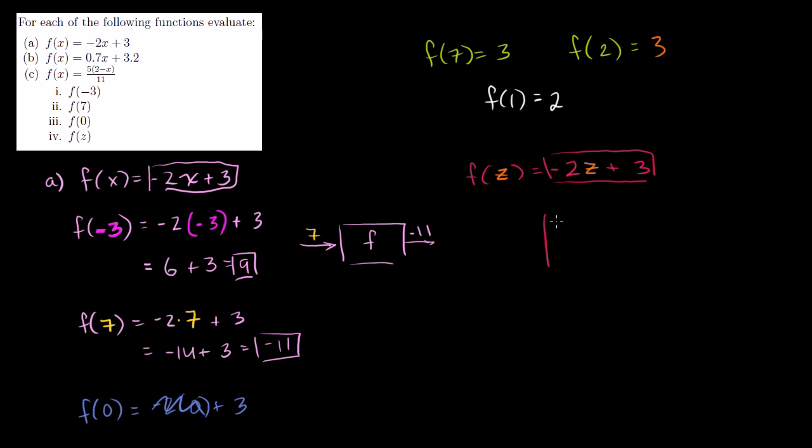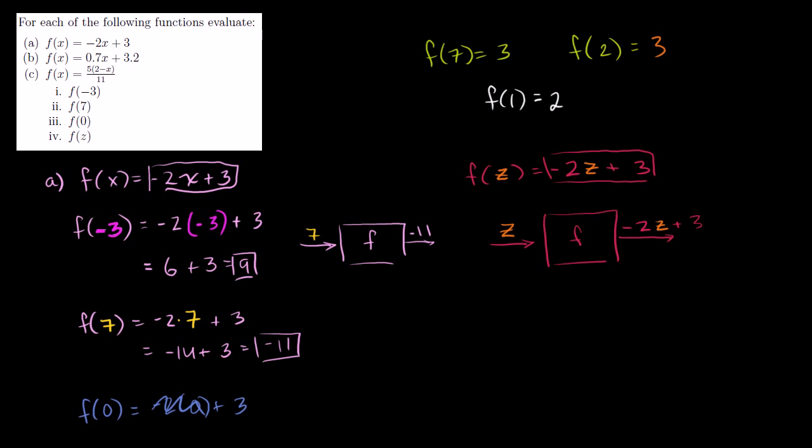If you imagine our box, the function f, you put in a z, you are going to get out negative 2 times whatever that z is, plus 3. That's all this is saying. It's a little bit more abstract, but same exact idea. Now let's just do part C.